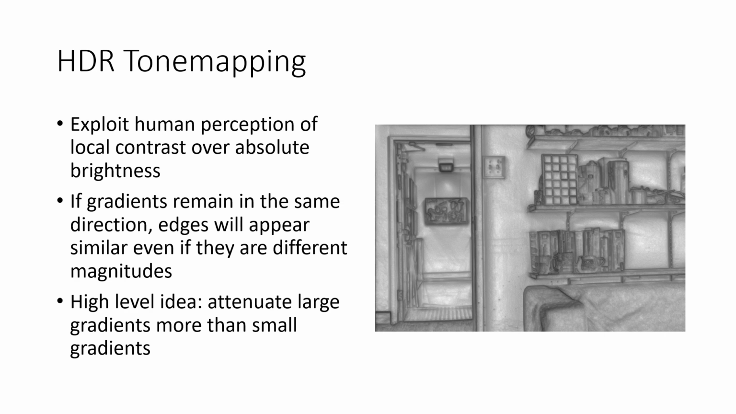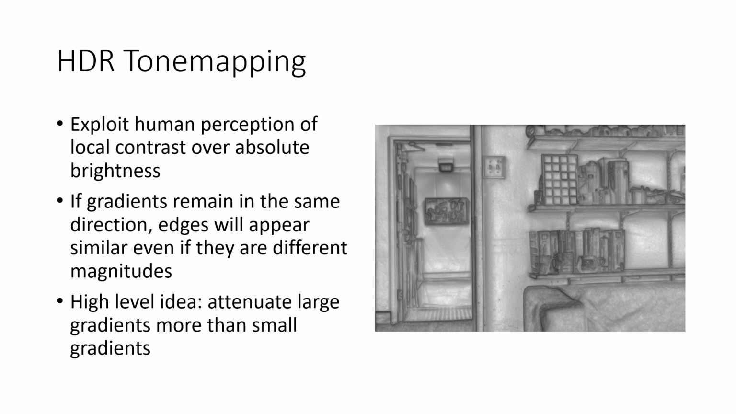Moving on from that failure, I decided to try re-implementing a paper on tone mapping an HDR image in the gradient domain. And again, this is basically to exploit our human perceptual bias for local changes in contrast being more important than absolute brightness. And the key insight here is that the direction of the gradient plays a much greater role in the final image than the absolute magnitude of the gradient.